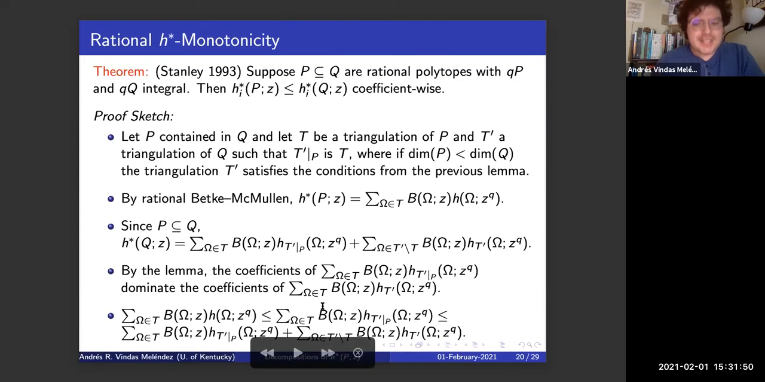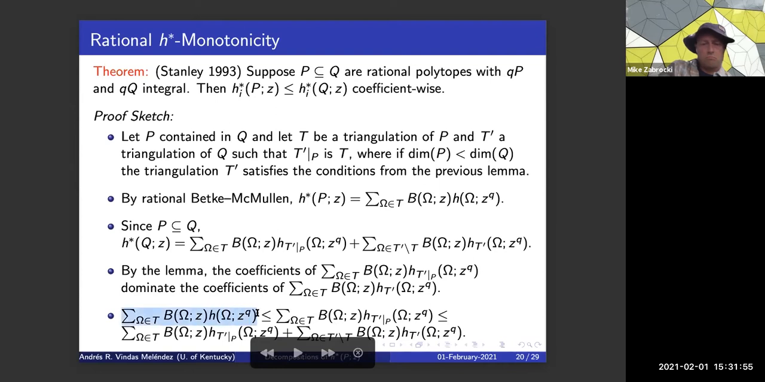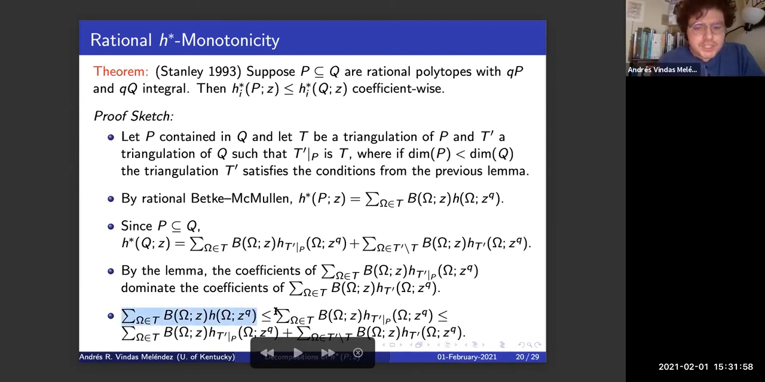Now putting everything together is where we get our inequalities, okay? And so this is the stuff coming from P, which is less than the coefficients coming from T prime restricted to P, which is less than all of the stuff that matters in Q, okay? And so this inequality now tells us that the coefficients in P are less than or equal to the corresponding coefficients in the H-star polynomial of Q, okay? Hopefully that was okay.